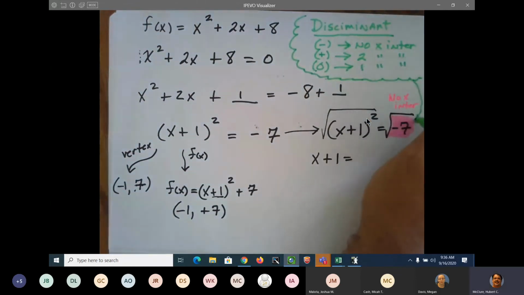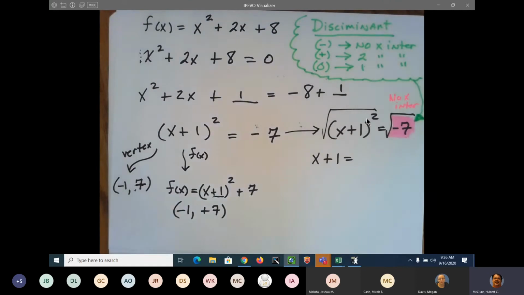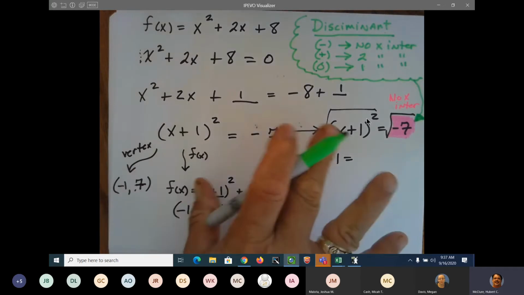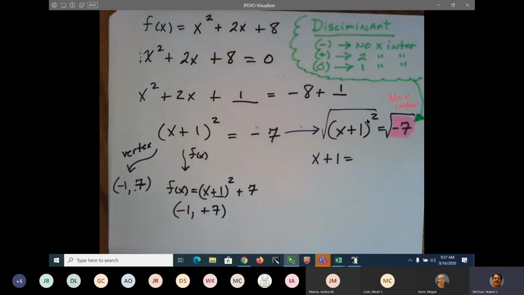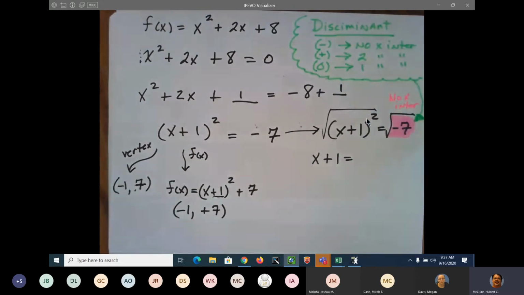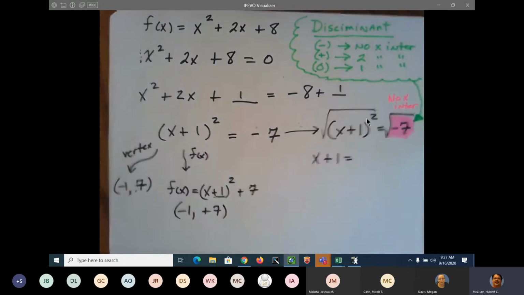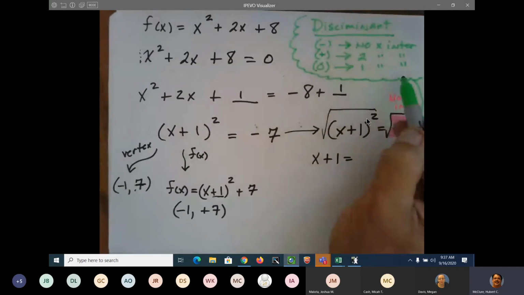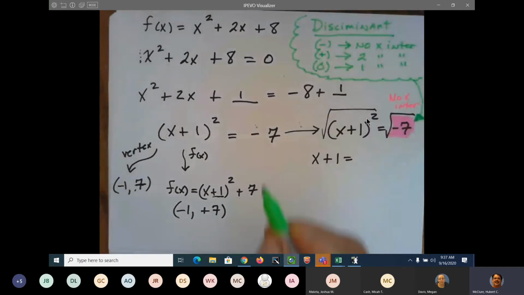And that is what that is called. Whatever's under the radical used to be called the radicand. Now it's called the discriminant when you're doing this. Because when it's the discriminant, it tells you whether you have no x-intercepts, two x-intercepts, or one x-intercept. Most of the time, it's going to be two x-intercepts.